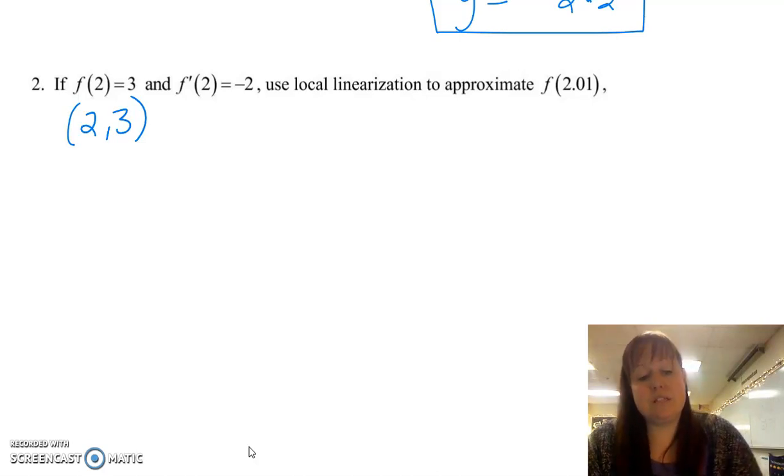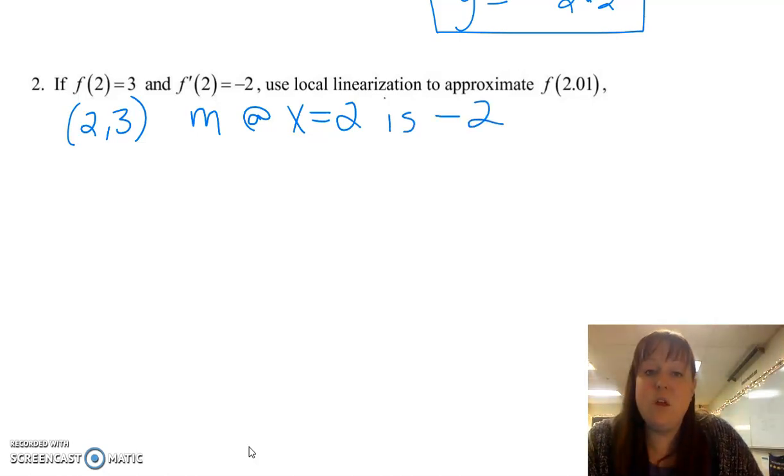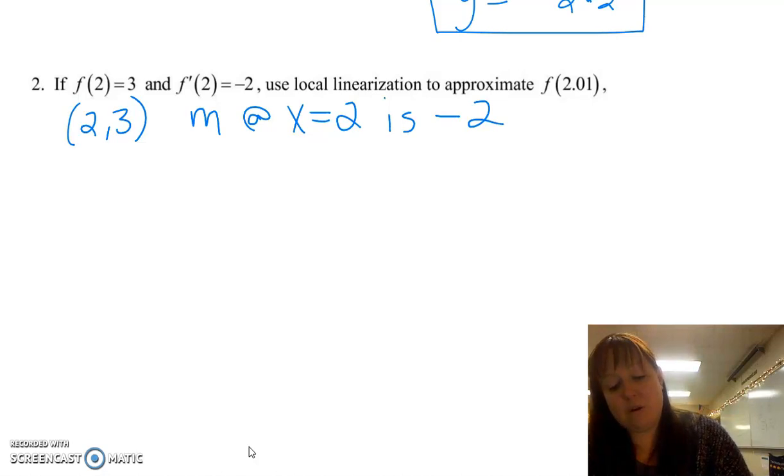We also know that the slope when x equals 2 is negative 2. I know that because it says the derivative when x equals 2 is negative 2. Okay, so I know the slope of the tangent line at that point is negative 2. And so I can write the equation of a tangent line for this, right? Because I have a slope and I have a point. So let's go ahead and write the equation of this tangent line.